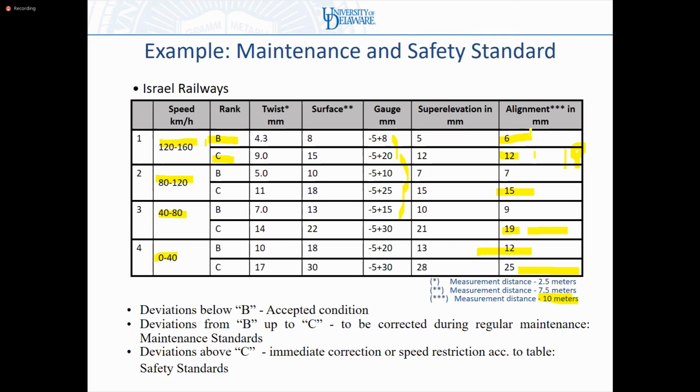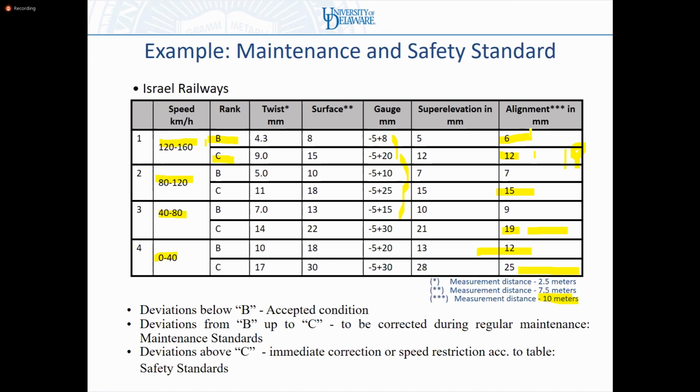Israel Railways, because it's a small railway, has a very expensive and very good track recording car, which they got from Plasser. They run the recording car very frequently on mainline track, because it can record at about 120 kilometers per hour.